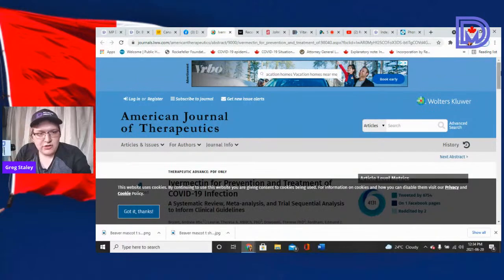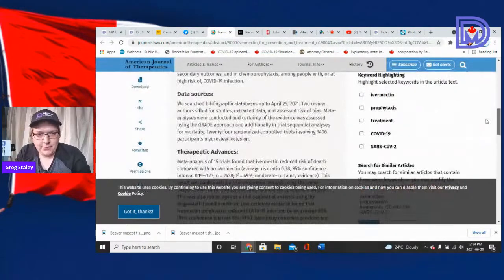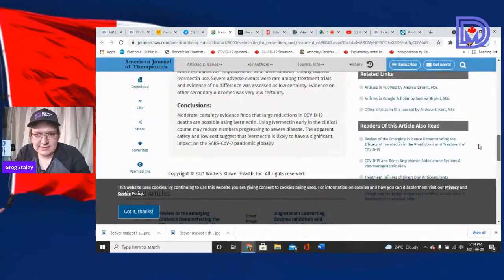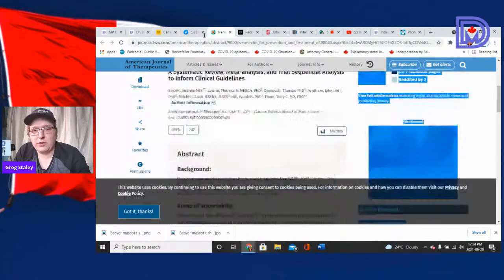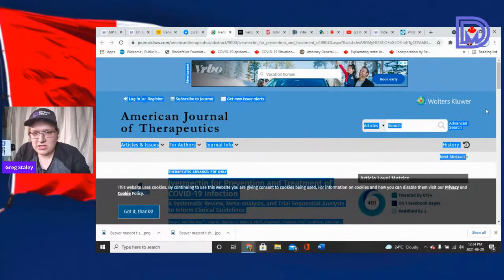Right, so this is American Journal of Therapeutics. We're going to go conclusions. This is on moderate certainty. Evidence finds that large reductions in COVID-19 deaths are possible using ivermectin. Using ivermectin early in the clinical course may reduce numbers progressing to severe disease. The apparent safety and low cost suggest that ivermectin is likely to have a significant impact on the SARS-CoV-2 pandemic globally. So again, not new information.